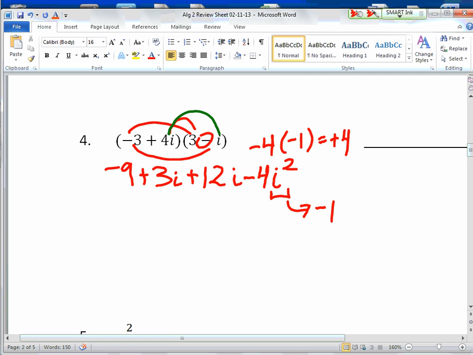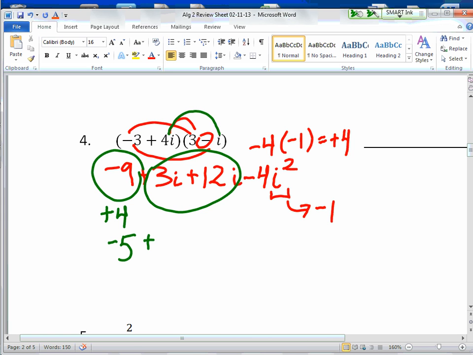So let's combine that positive 4 with the only other number that we have all on its own. So this gives us negative 5, and then we combine 3i and 12i to give us 15i. Okay, let's move on to number 5.